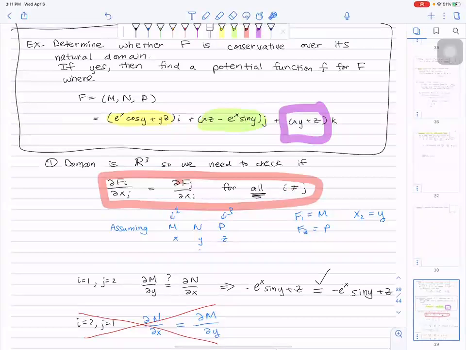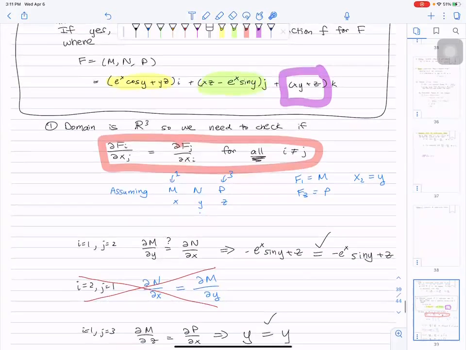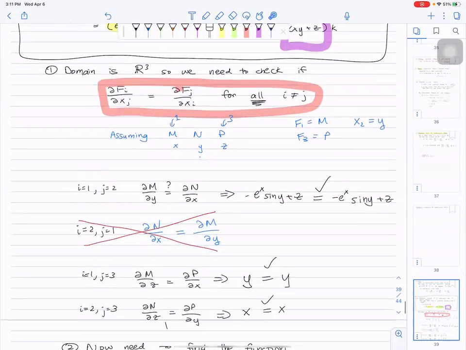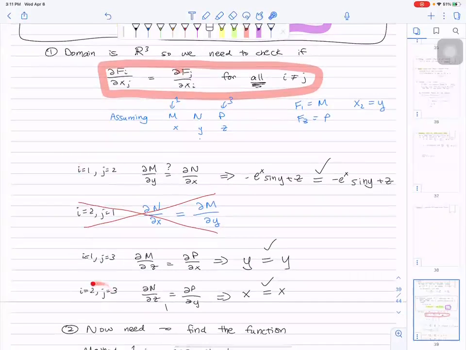How many terms are there? There's 3. So i could be 1, 2, or 3. j could be 1, 2, or 3. And so what are all the different combinations of i's and j's? It's this one, and this one.